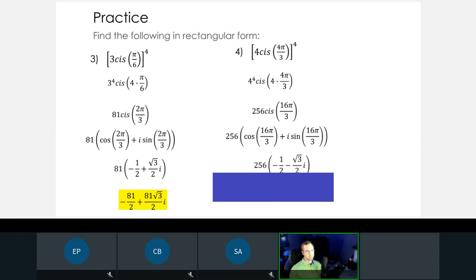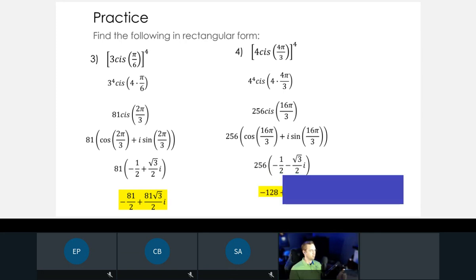So now what do we do? Distribute. Okay, so what's 256 times negative 1/2? Negative 128. Yep, I agree with that. Oh, I actually, my answer is a mistake. I typed the answer wrong. What is 256 times negative rad 3 over 2?